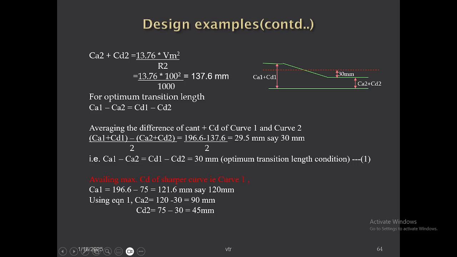So for the first curve, CA1 is 120 mm and cant deficiency is 75 mm, it is the sharper curve, that is why we want to avail the maximum cant deficiency here. And for the second curve, CA2 is 90 mm and cant deficiency is 45 mm. Okay, like that we are calculating. It seems a little complicated, but we just understand the concept and go ahead.